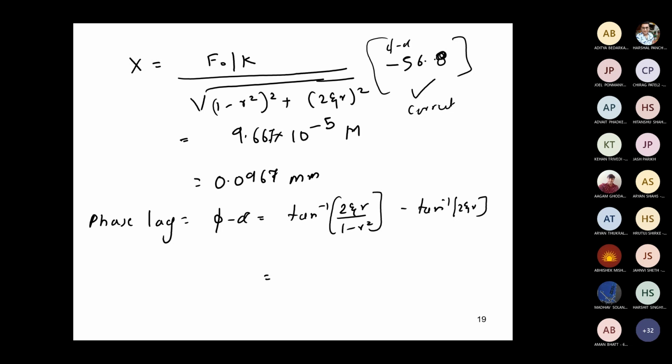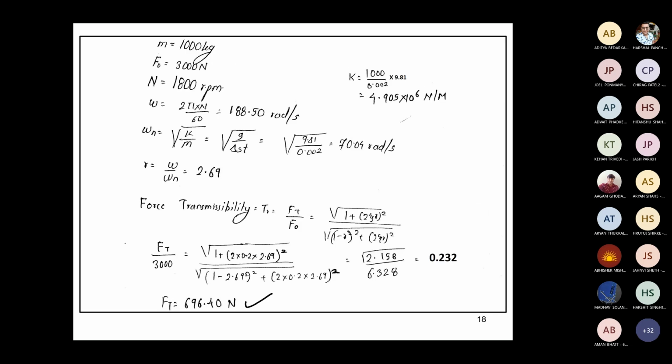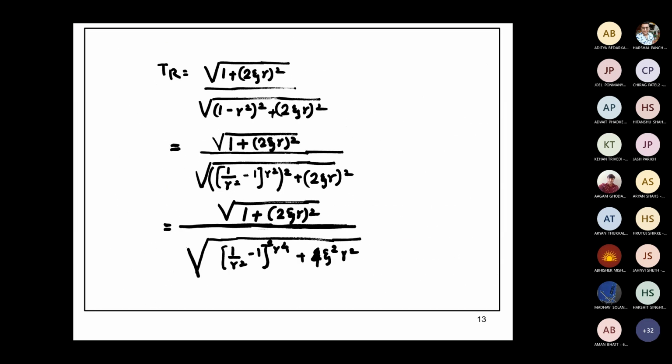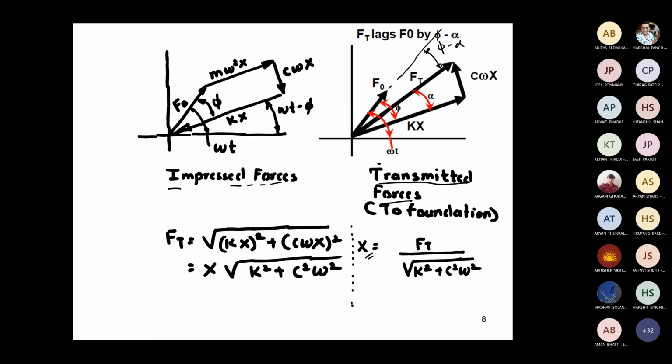No. So why not? Phi angle is larger than alpha. So let's go back to the slide. Vector diagram. Okay. So this is the vector diagram. So what is leading? F0 and Ft. In that, what is leading?